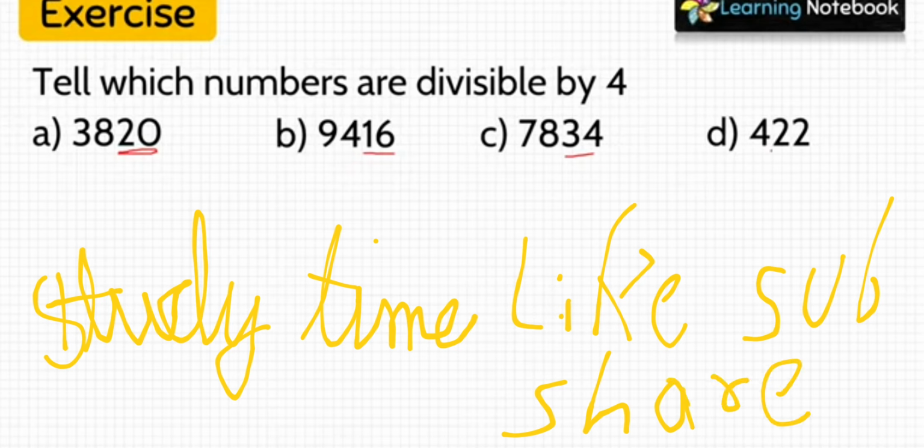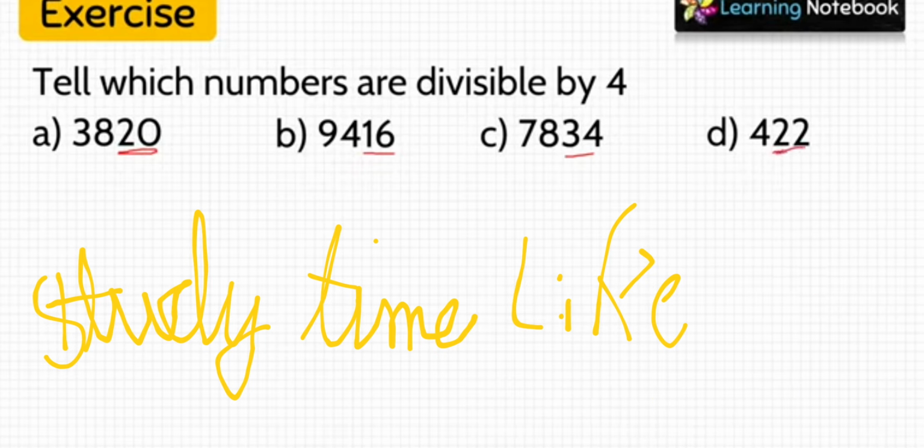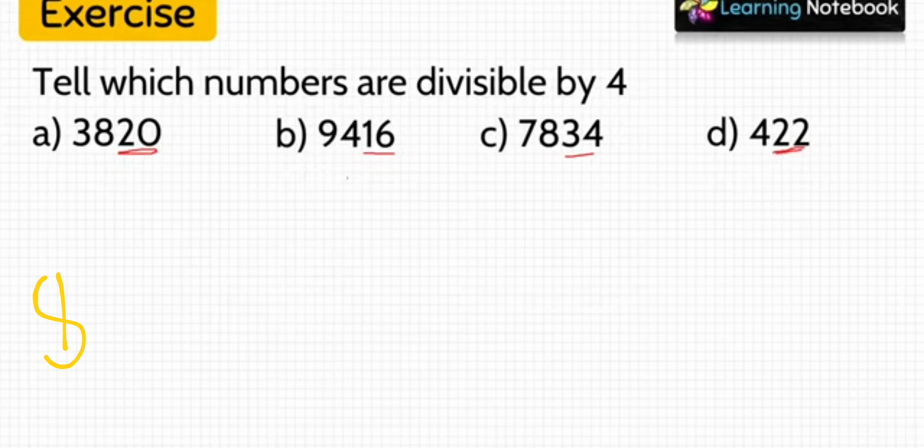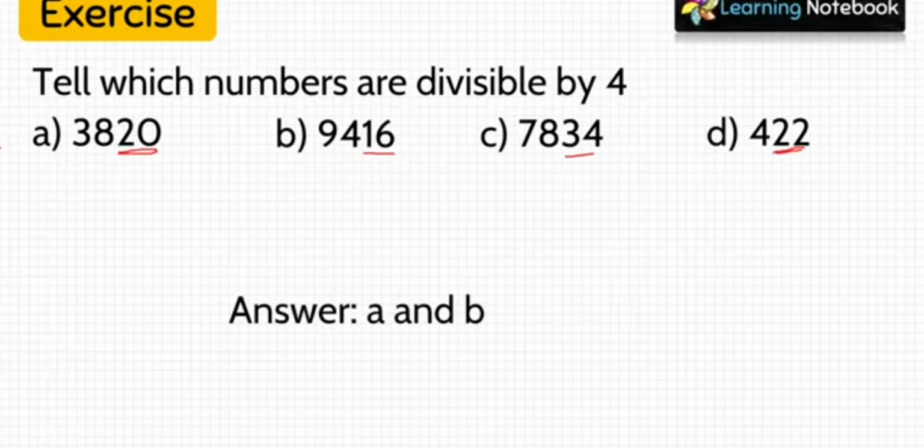Let's move on to the last number, 422. The number formed by its last two digits is 22. And 22 is not divisible by 4. So it means 422 is not divisible by 4. So we will write the answer. A and B are divisible by 4.